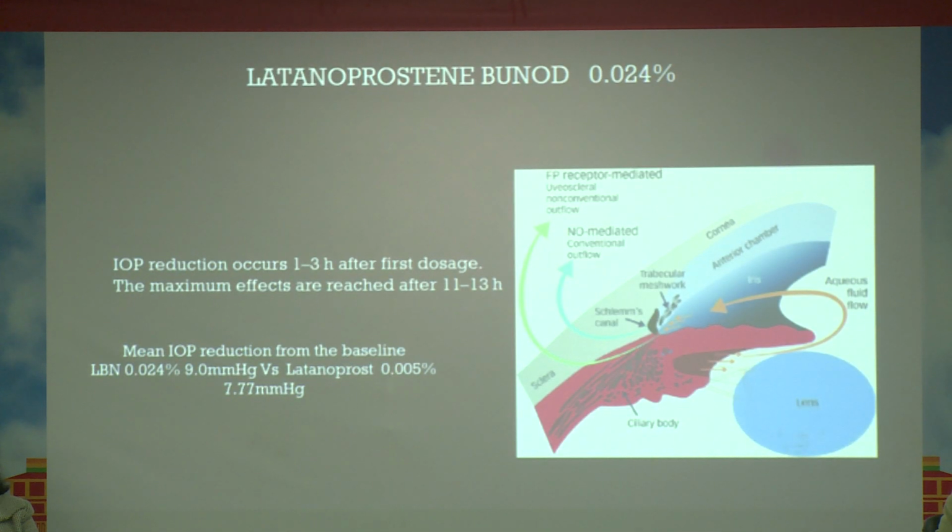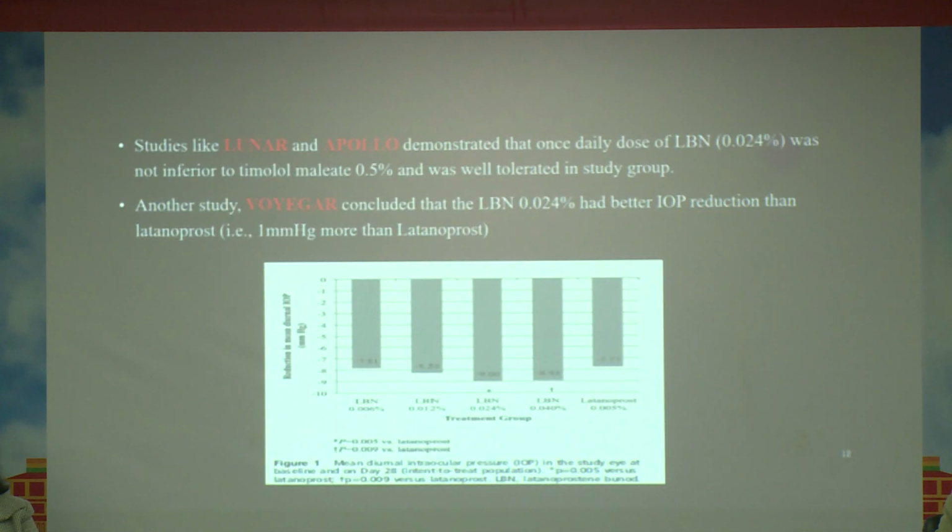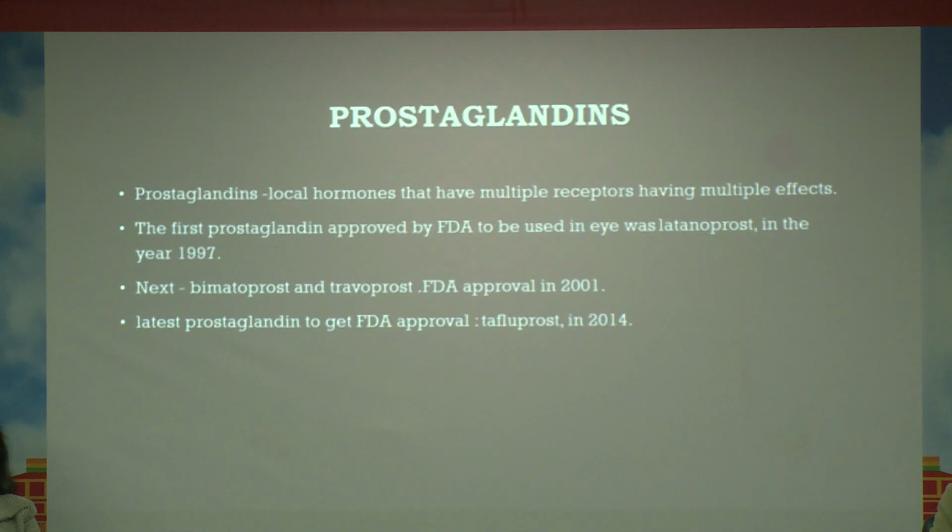And what is the efficacy? They cause more reduction in intraocular pressure compared to prostaglandins like latanoprost. And there are studies like LUNAR and APOLLO which have demonstrated that latanoprostene bunod once-daily dosage was non-inferior to timolol, and another study, VOYAGER, has concluded that latanoprostene bunod 0.024% had better IOP reduction than latanoprost. So it shows more efficacy than prostaglandin analogs.